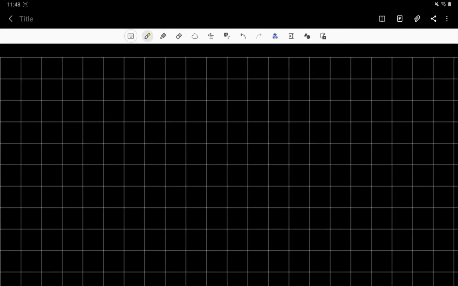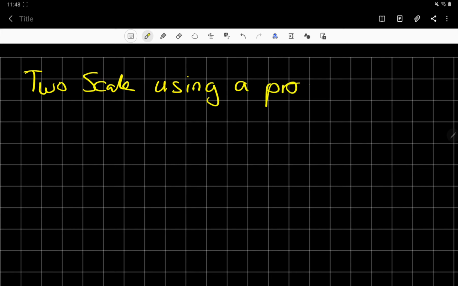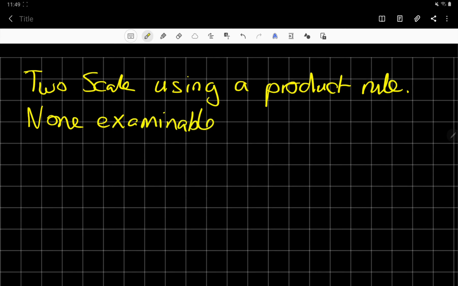So let's have a look at the two-scale approach. But let's use a slightly different way of doing things. Let's look at it using the product rule. So this is non-examinable. It's just looking at the two-scale method from a slightly different perspective. Just see if that helps you understand what's going on.